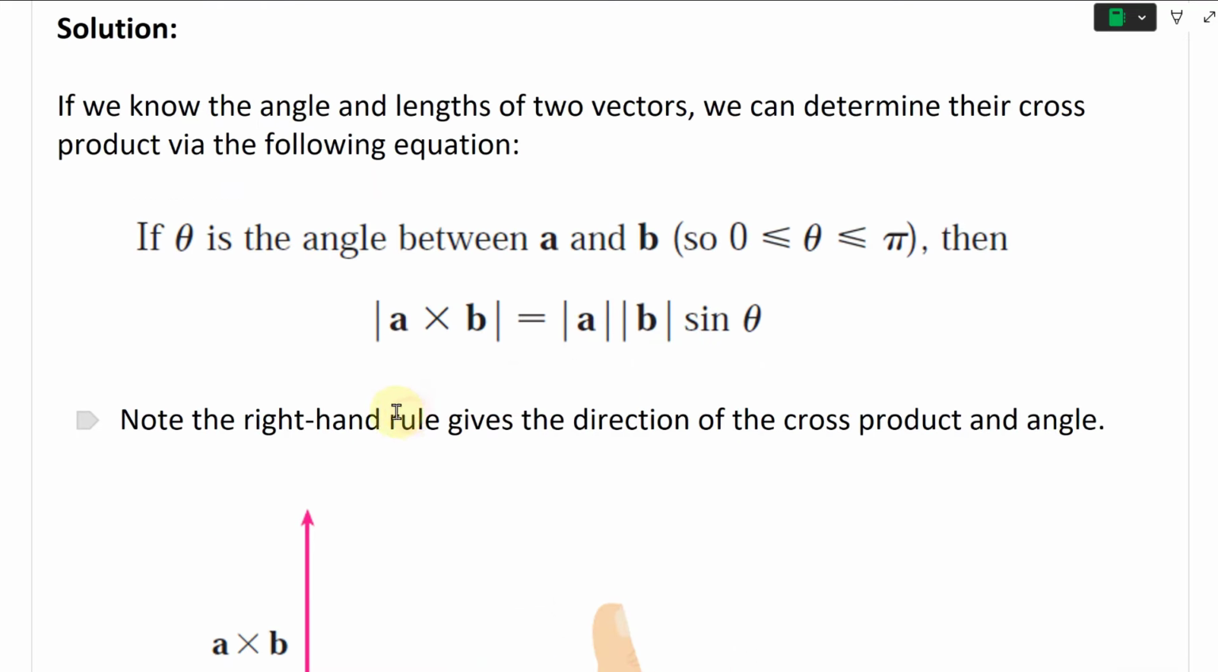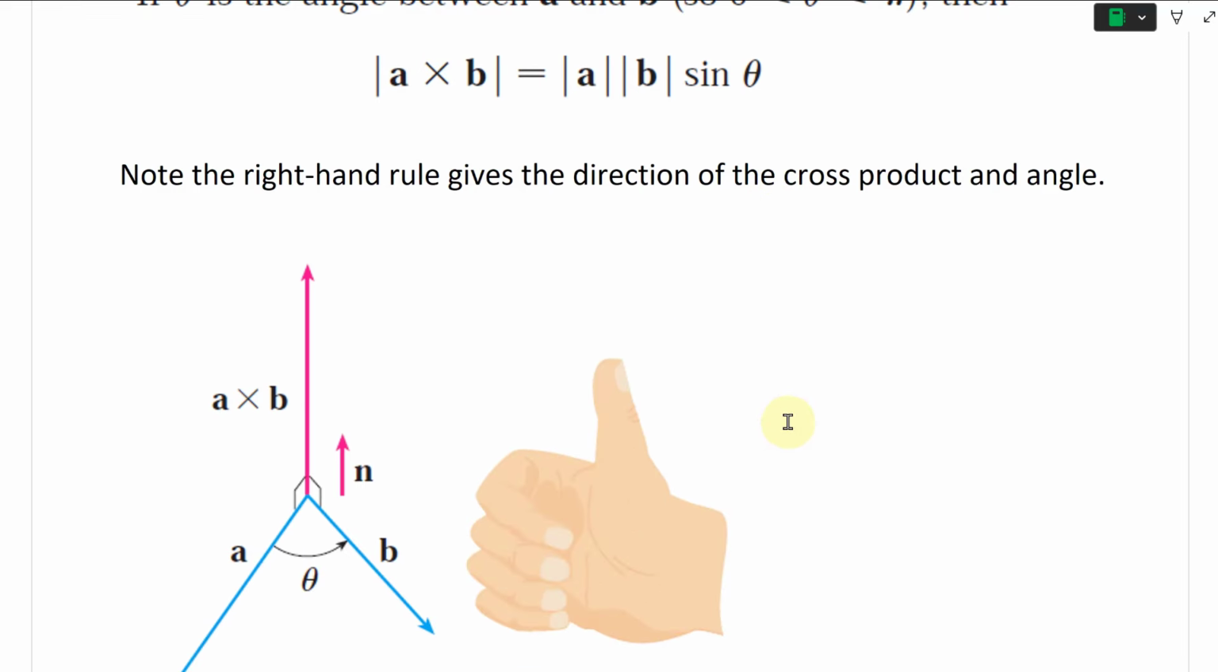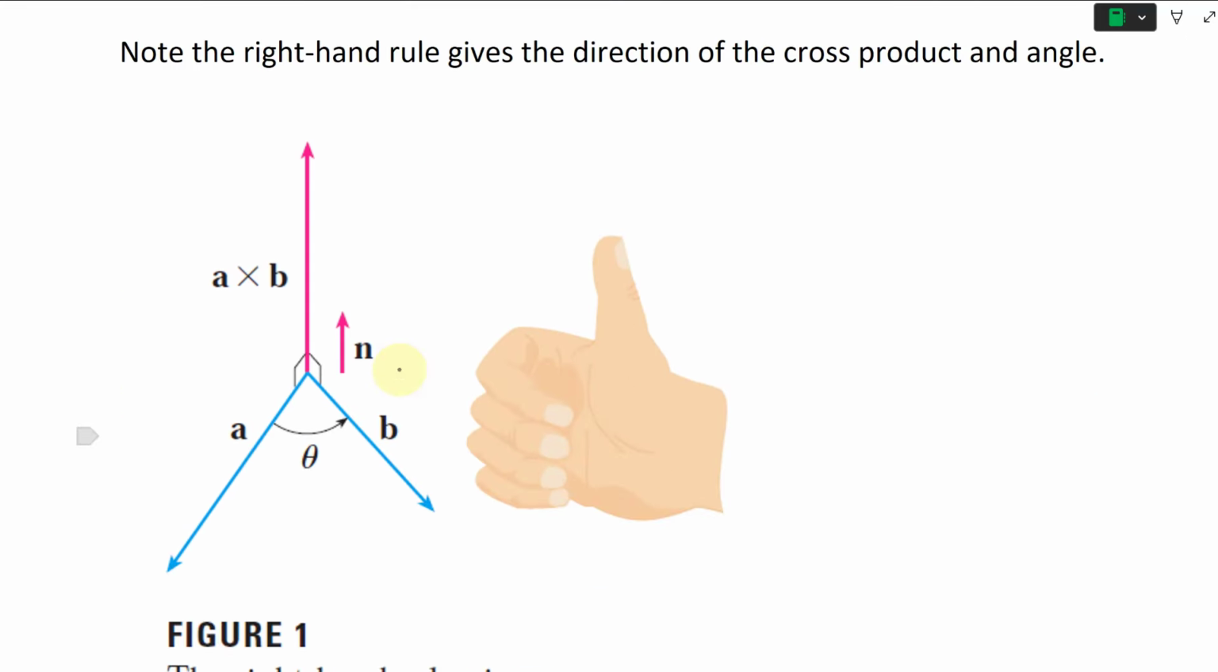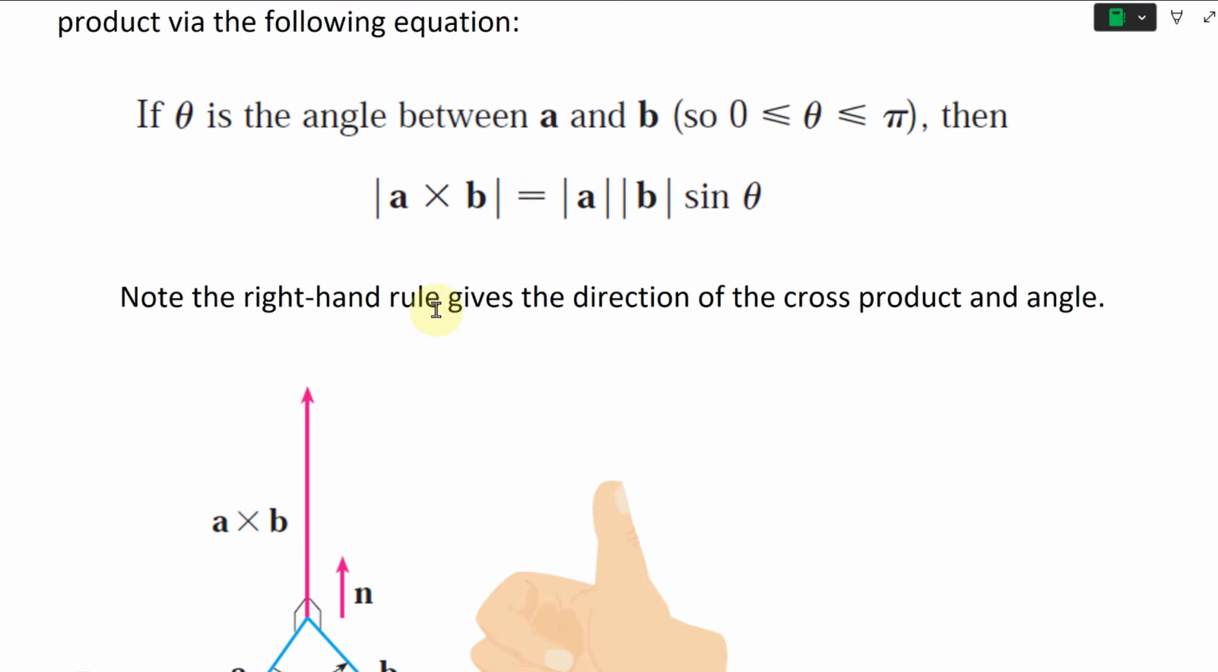Notice that this is the length of the cross product, and to get the direction of it, note that the right-hand rule gives the direction of the cross product. If you have the vectors A and B like this, A cross B, the angle can be determined from A to B, and the direction is perpendicular using the right-hand rule, where your fingers curve in from where the angle is, and the thumb gives the direction of it.